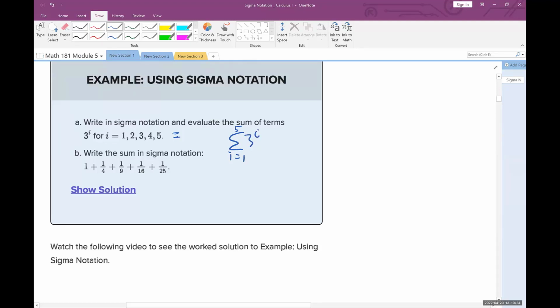So what is that saying? That's saying 3 to the 1 plus 3 to the 2 plus 3 to the 3 plus 3 to the 4 plus 3 to the 5. So that a sub I term is 3 to the I. And what would that come out to be? Anyone have a calculator? 363 is correct. Good. Any questions on what that notation means?